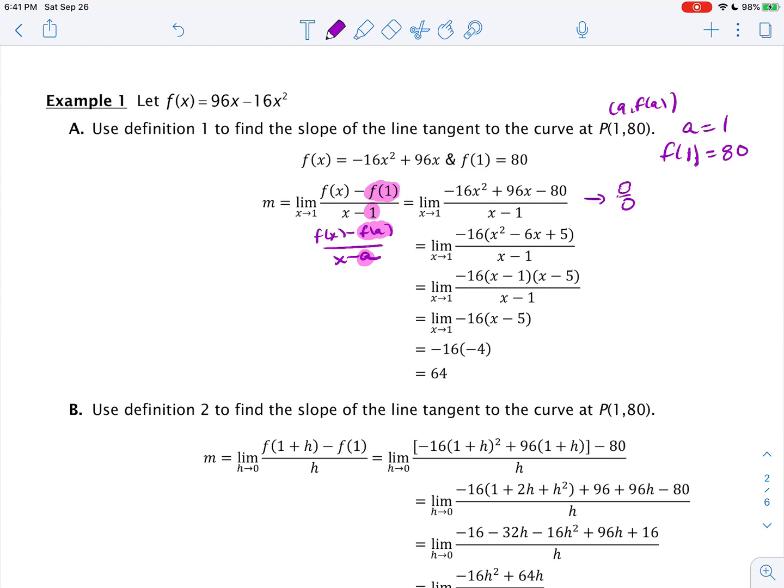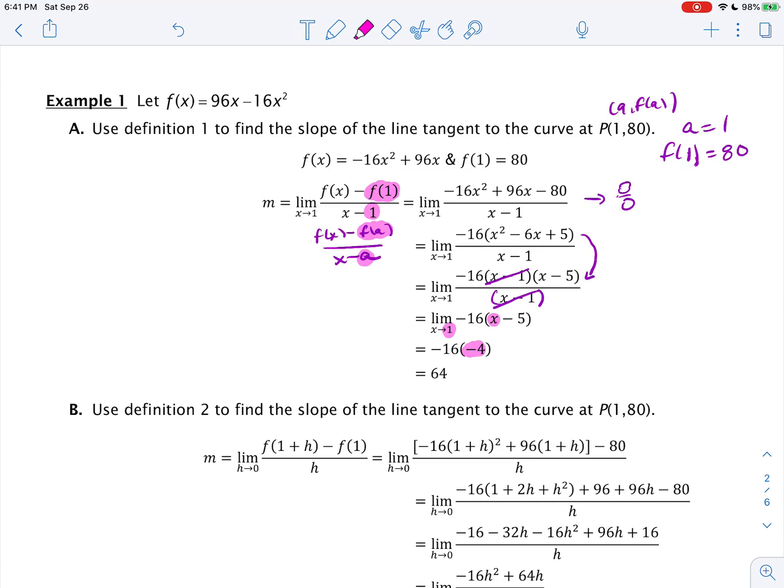So first in this next example, we just factor out the negative 16 just to make it easier to factor the polynomial. x squared minus 6x plus 5 does factor to x minus 1 times x minus 5. And now we are able to cancel our x minus 1 with our x minus 1. And now we can take our limit, and taking our limit, we plug in the value of 1 into x, and we get negative 4, and negative 16 times negative 4 is equal to 64.